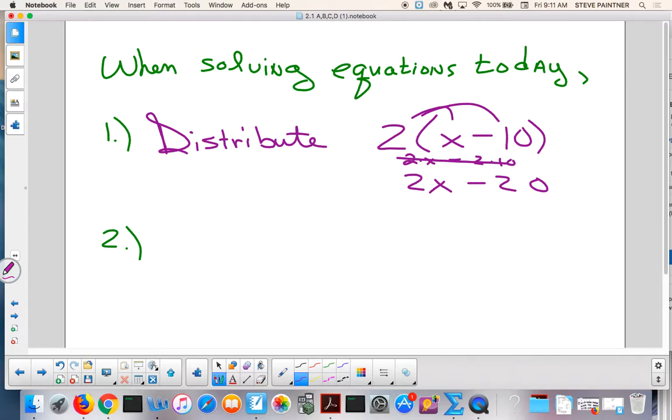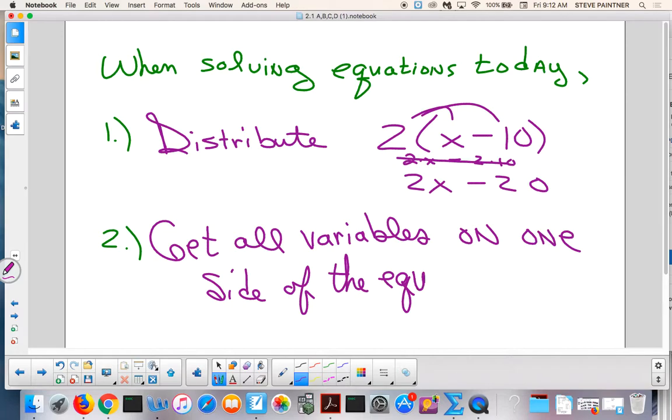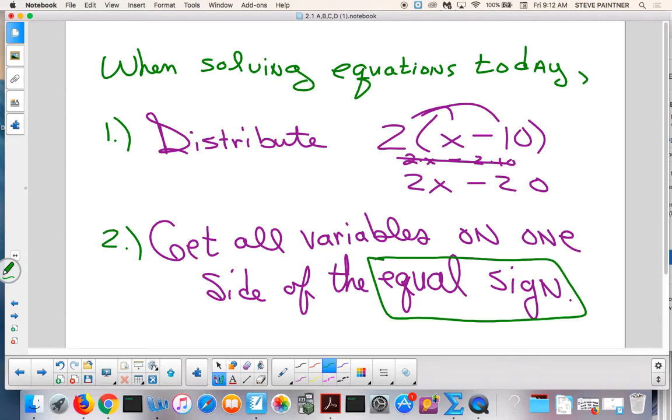Okay. All right, thanks. Okay, step 2. You're going to see variables, but they're going to be on both sides of the equal sign. So get all variables today on one side of the equal sign. Okay, all variables on one side of the equal sign. And I'll show you what I mean.